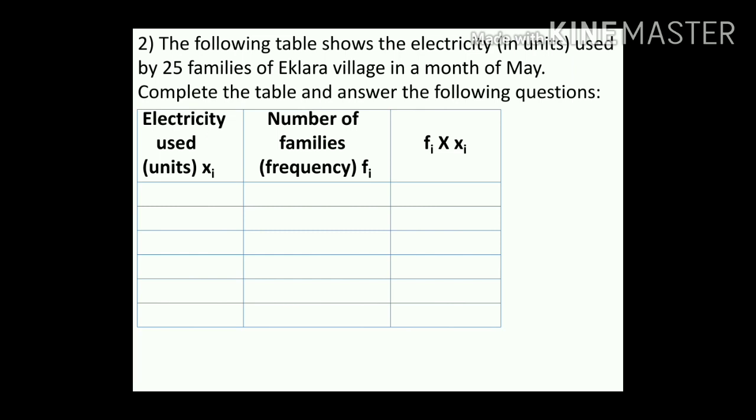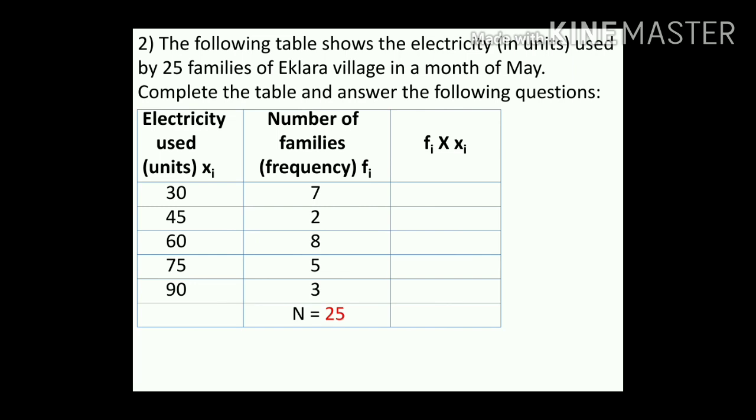Electricity is given in units. It's given in the question: 30 units, 45 units, 60 units, 75 units and 90 units. Now, number of families, what is given? 7 families used 30 units of electricity, and 2 families used 45 units of electricity. Now next 8, 5 and 3. We have to do the total of the frequency. We get n equals 25.